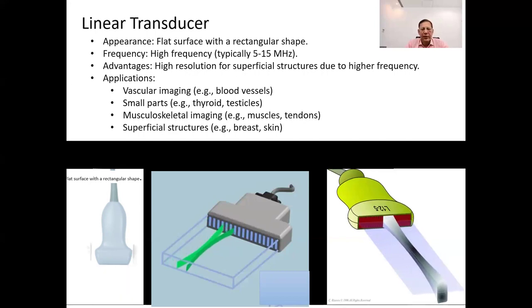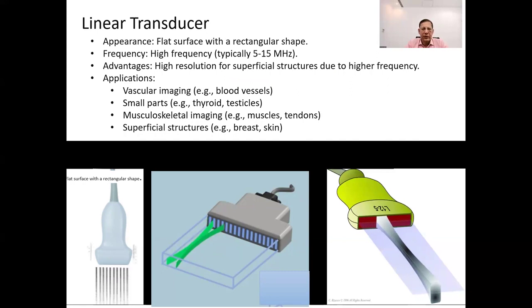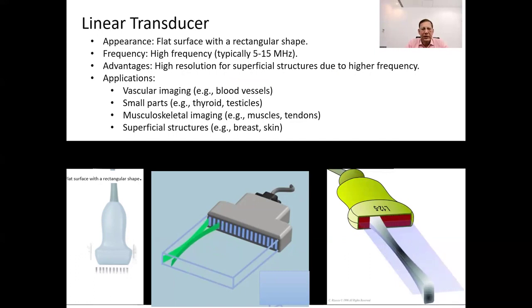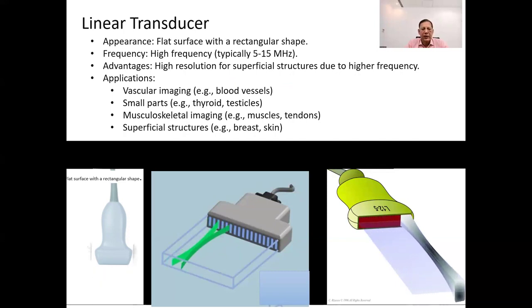The main limitation is that these higher frequencies limit the depth of penetration, making linear transducers less effective for imaging deeper structures. Also, the linear arrangement provides a limited field of view as compared to curved or phased array transducers, which might be a disadvantage in some imaging scenarios. Their design and high frequency operation make them indispensable in various medical fields, providing clear and detailed images necessary for accurate diagnosis and treatment planning.